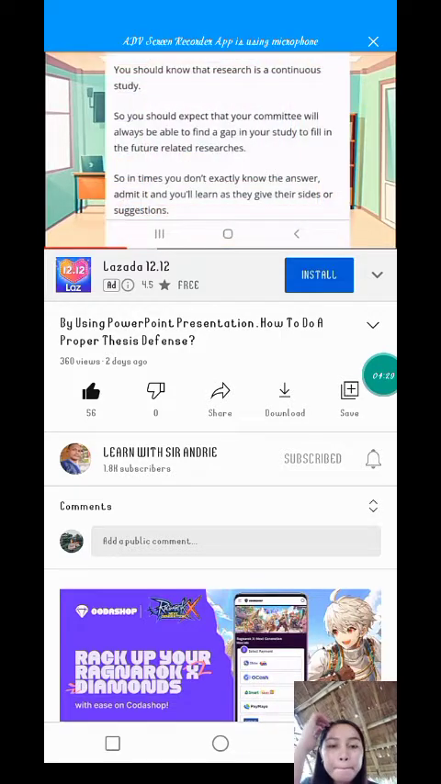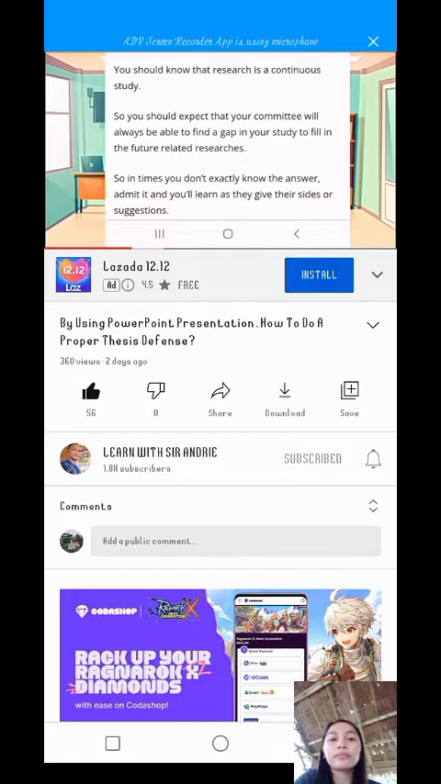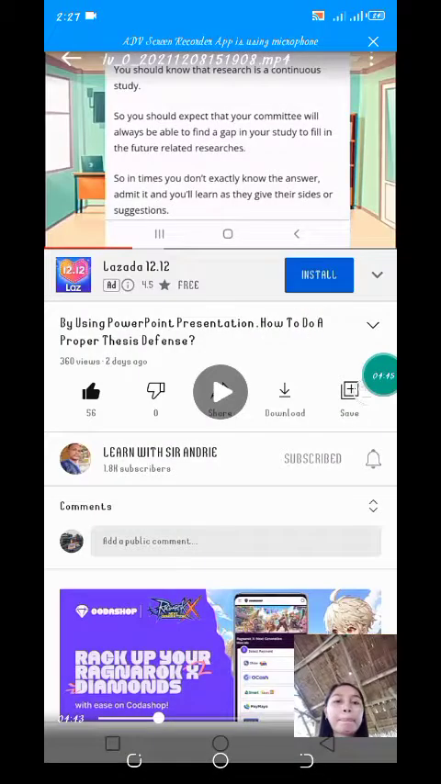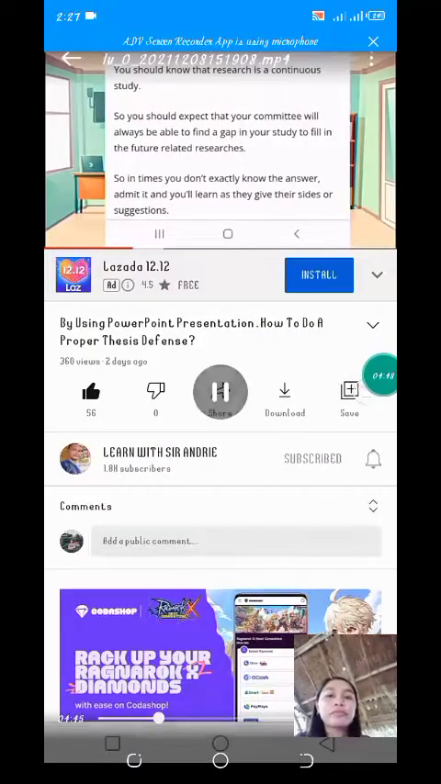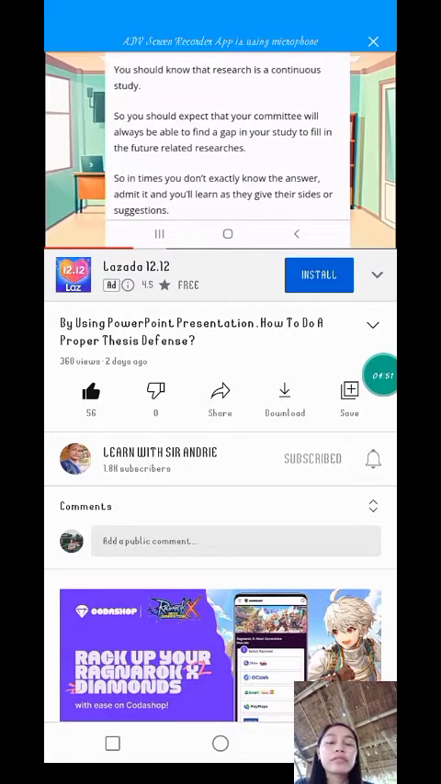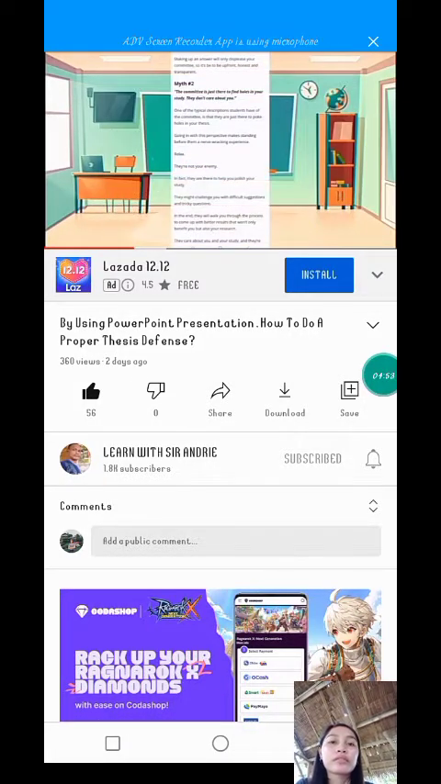You should know that research is a continuous study. So you should expect that your panel will always be able to find a gap in your study to fill in future related researches. So in times you don't know the answer, admit it, and you'll learn as they give their sides or suggestions. Making up an answer will only displease your panel, so it's better to be honest and transparent.